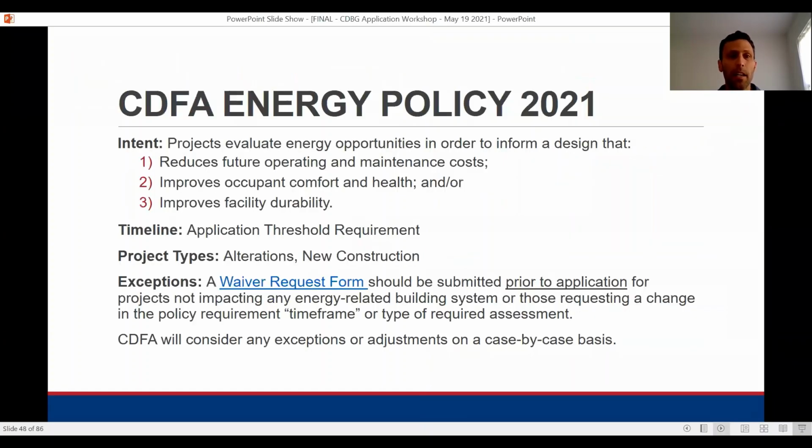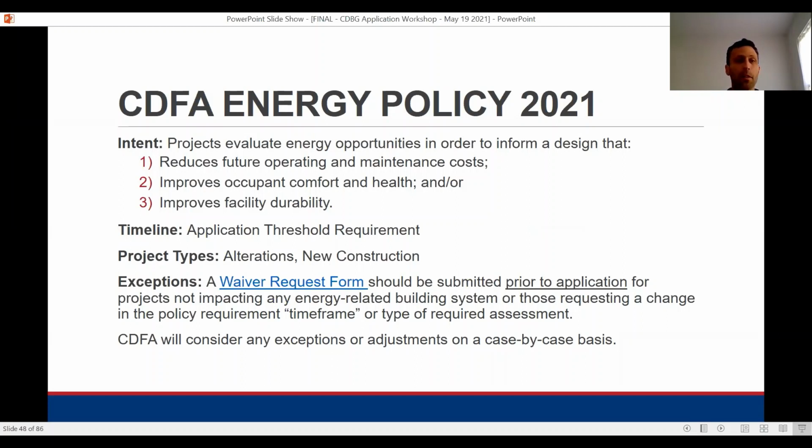Next slide. CDFA developed our first energy policy in 2020 to make sure that applicants assess the opportunities for reducing future operating costs, improving the occupant comfort and health, and improving the durability of facilities. The following requirements in the policy apply to all CDBG, tax credit, and clean energy fund applications, and to any project proposing a physical alteration to an existing energy system.